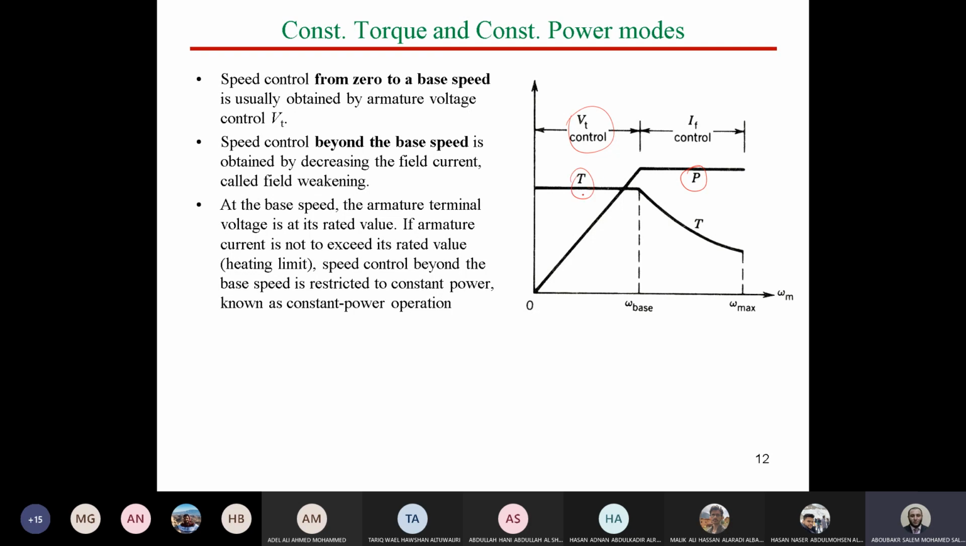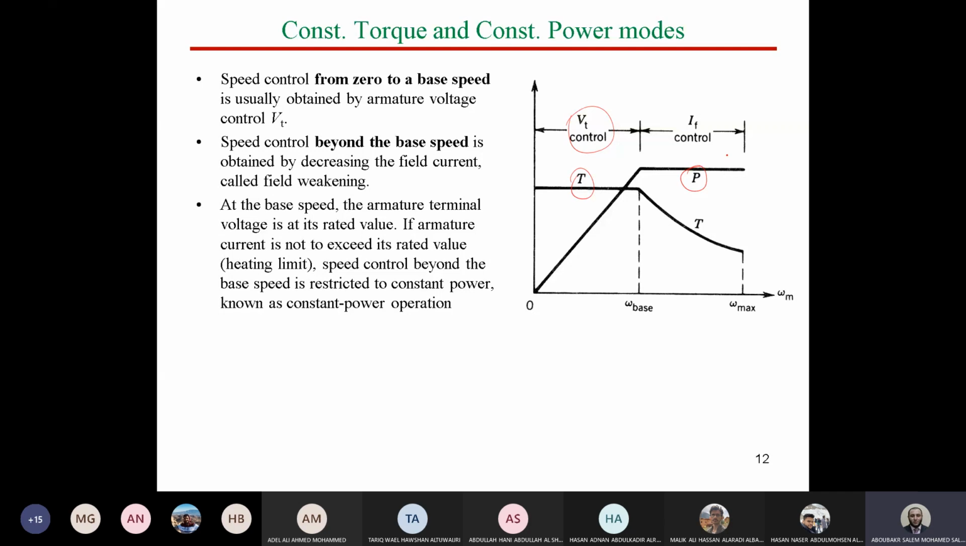So we have two modes of operation now. Constant torque, this is by keeping current constant during voltage control, and constant power. This is by keeping power constant while changing the value of field, reducing the value of field in order to make overspeed for the machine. However, the torque has to be reduced in order to avoid overloading our machine.